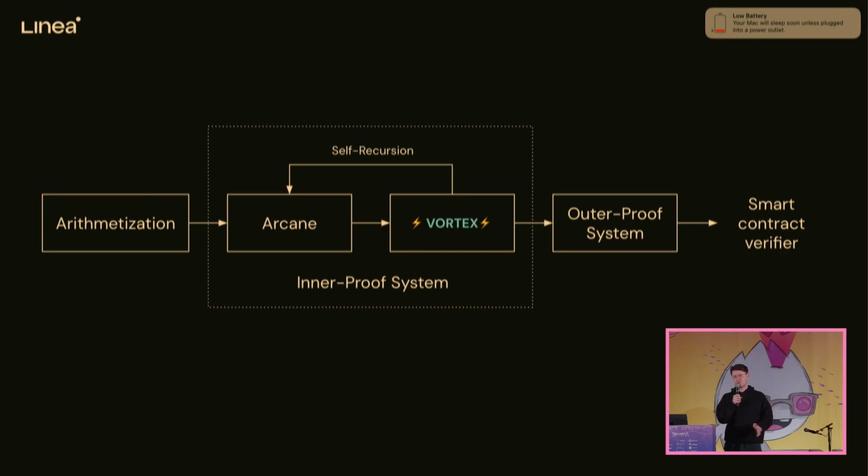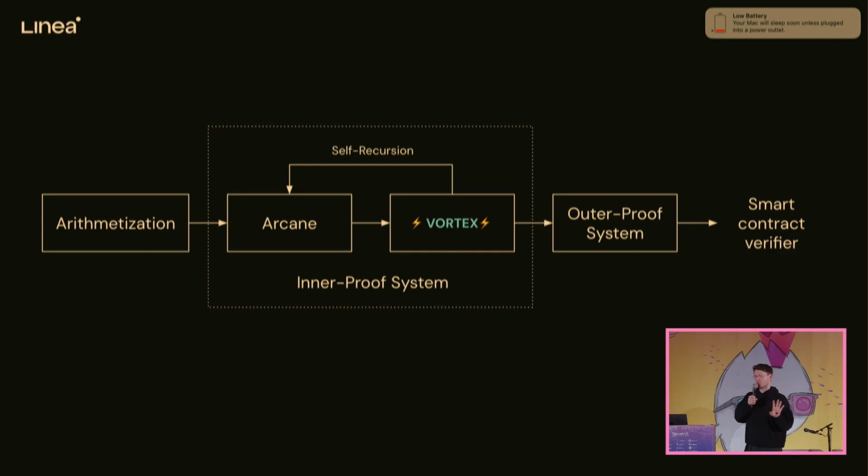So we have the inner proof. It leverages lattice-based cryptography, which is much faster than elliptic curve cryptography. And it's optimized for what we call self-recursion. So with Vortex, we're able to take lots of transactions and then iteratively, recursively prove them over and over again. So we get them very small.